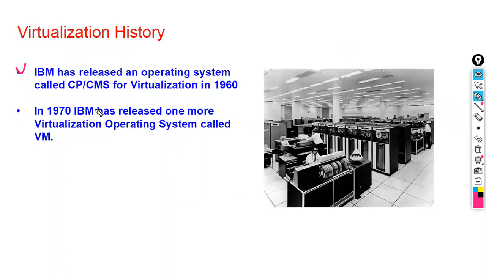IBM released an operating system called CP/CMS for virtualization in 1960. In 1970, IBM released one more virtualization software called VM. So these are the virtualization softwares.